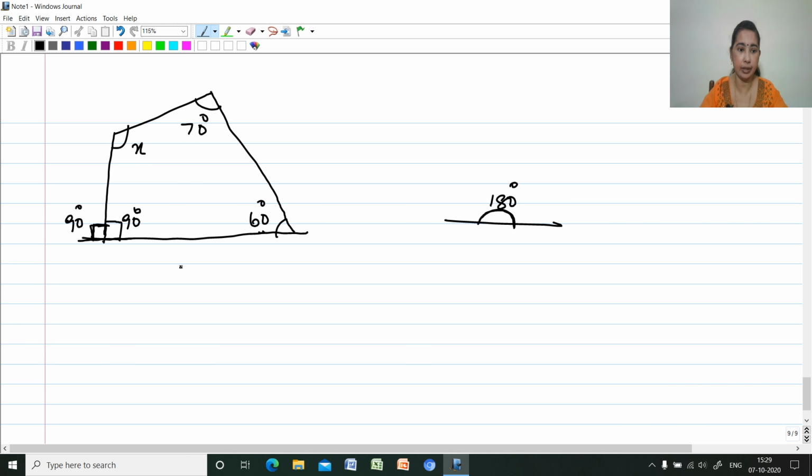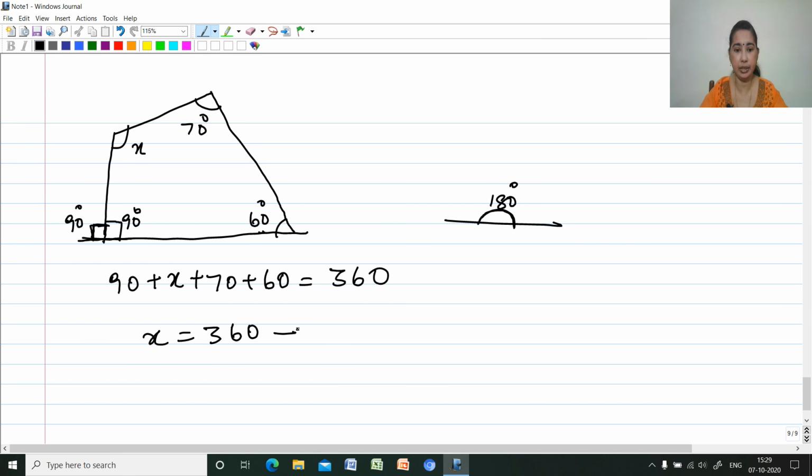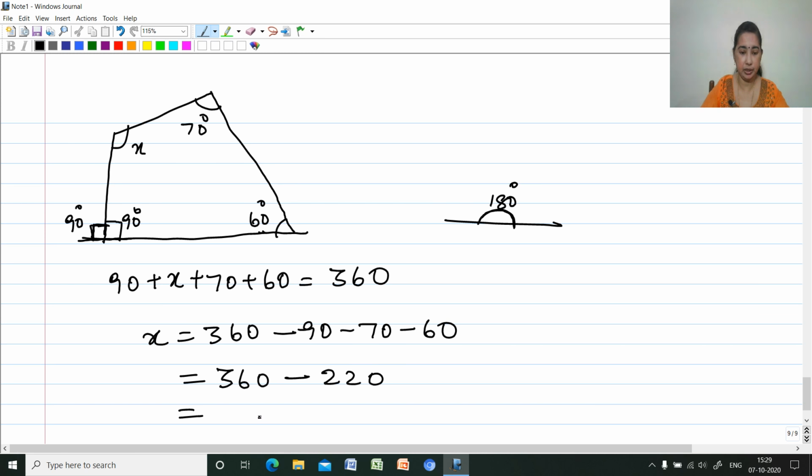Since it is a quadrilateral, we can add: 90 plus x plus 70 plus 60 is equal to 360. So x can be written as 360 minus 90 minus 70 minus 60. That is 360 minus, 90 plus 70 is 160, 160 plus 60 is 220. Subtracting this, 140 degrees will be the value of x.